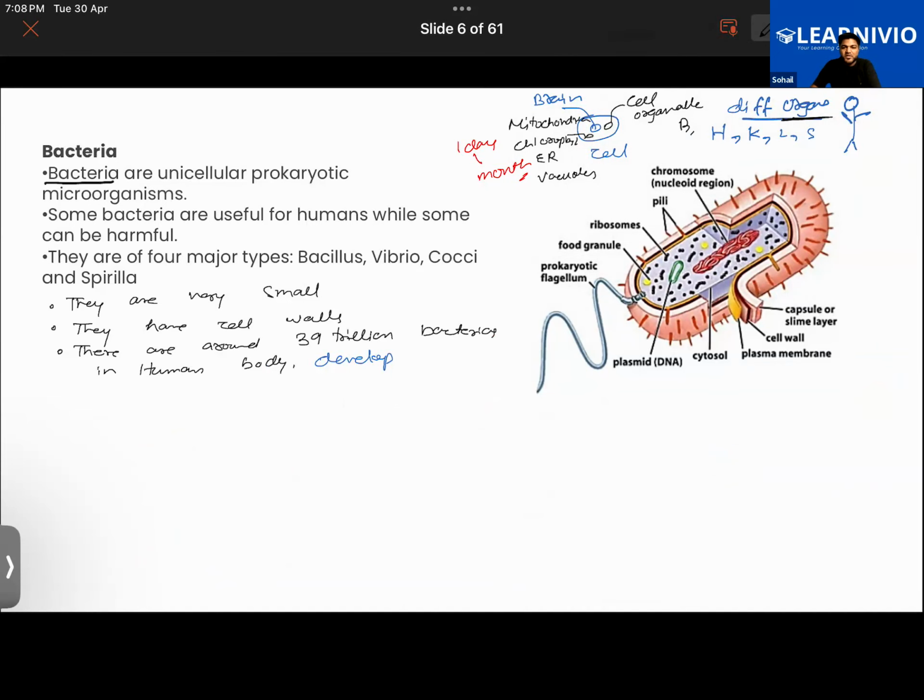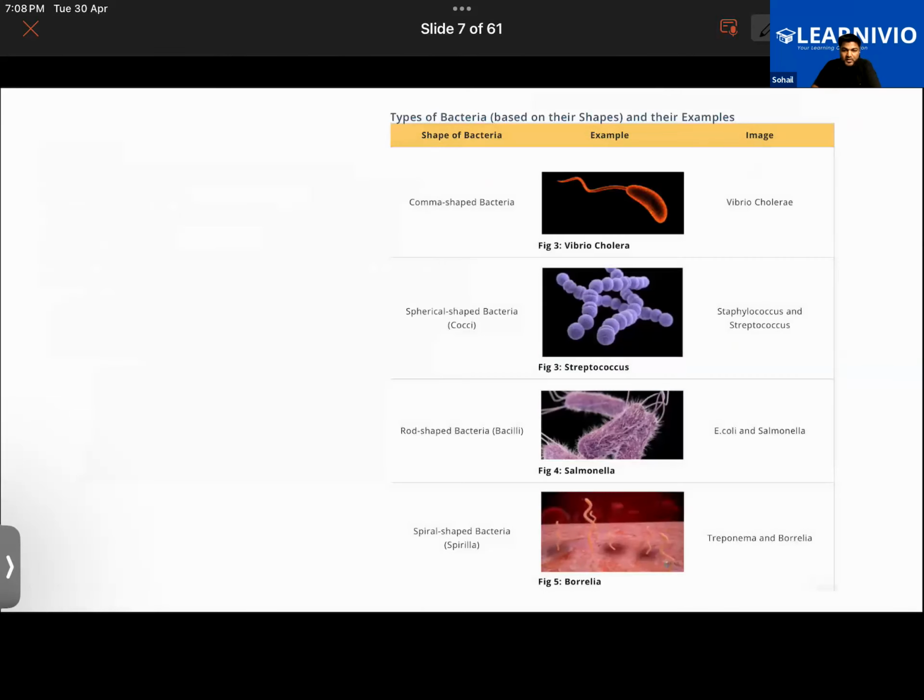Now look at the four major types of bacteria. They are based on the shape and size: Bacillus, Vibrio, cocci, and Spirilla. Look at another slide. Here you can look at the different shapes of bacteria. Look at the comma shaped bacteria, spherical shaped bacteria, that is cocci. Then rod shaped bacteria, bacilli. These are the names of the bacteria that are having a rod shape. So they will be called as bacilli. One having a spiral shape will be called as spirilla.